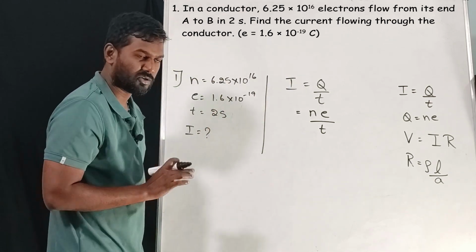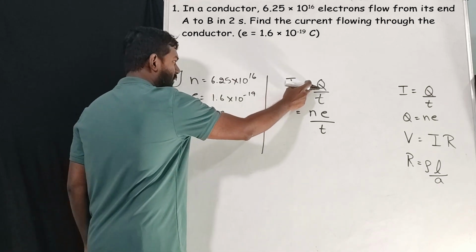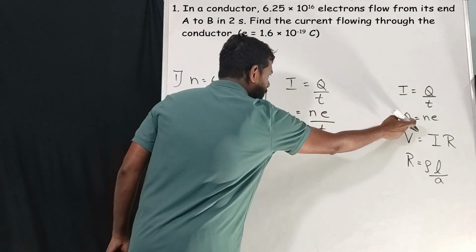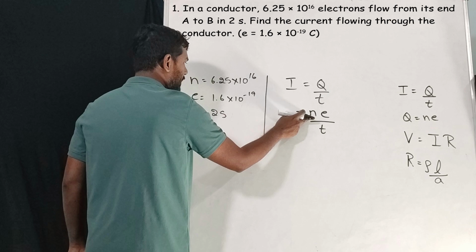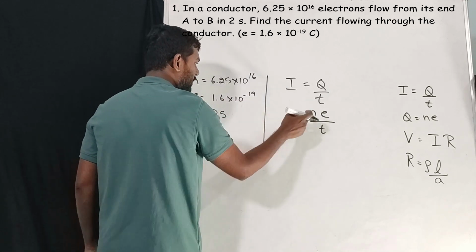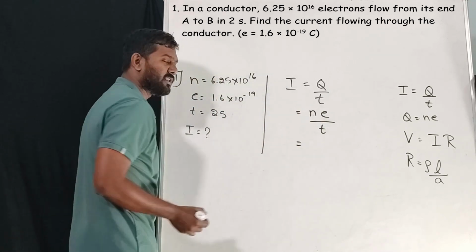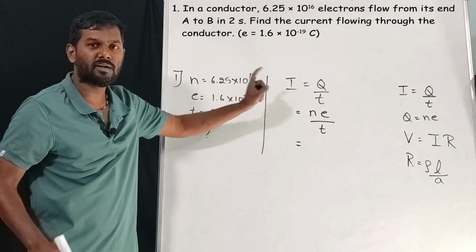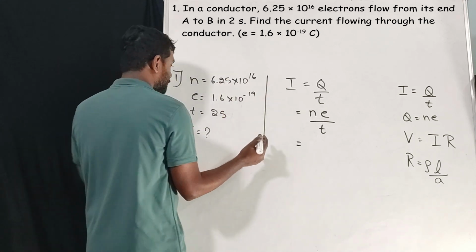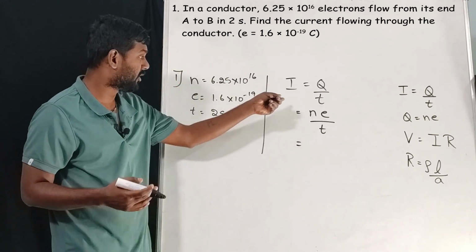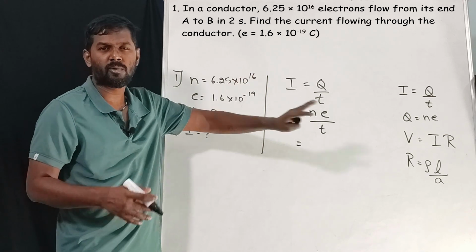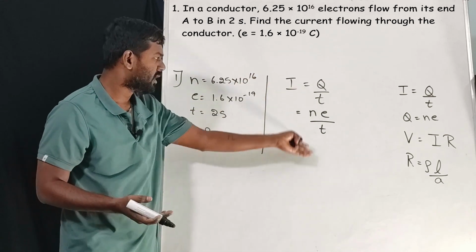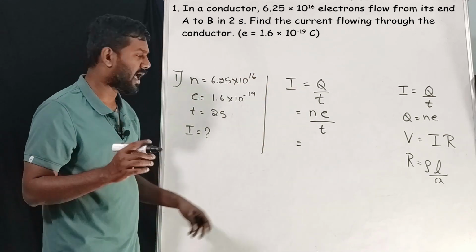Okay, that is what we have understood, correct? Now Q value is not given. How can we find Q? Q is equal to N into E. N is given, E value is given, time value is given. Now substitute and you will get the value of current directly. Don't find Q first and then substitute in the formula. Instead of doing all those things, this is the easiest way to find the answer.